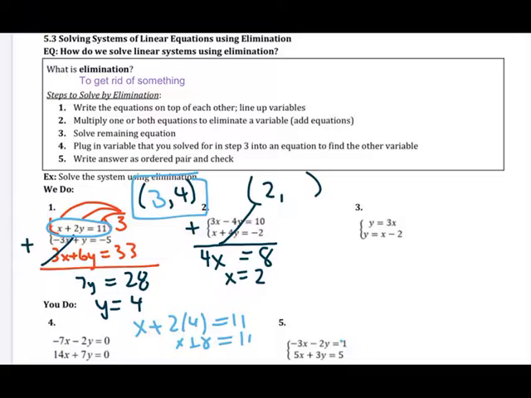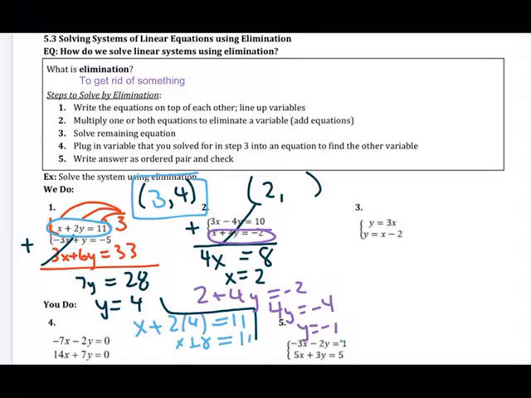Now I need to find my y value. I'm going to plug that into this second equation. So x, which is 2, plus 4y equals -2. I'm going to subtract 2 on both sides, so 4y equals -4, so y equals -1. And I have my ordered pair.